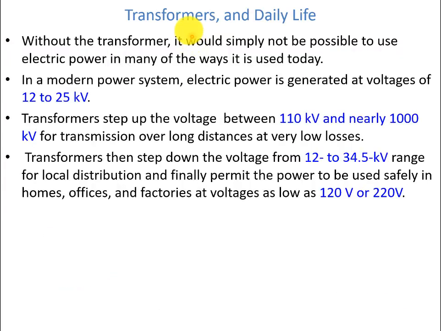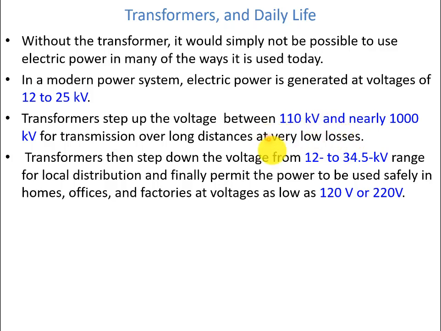Transformers and daily life. Without the transformer, it would simply not be possible to use electric power in many of the ways it is used today. In a modern power system, electric power is generated at voltages of 12 to 25 kilovolt, and transformers step up the voltage between 110 kV and nearly 1000 kV for transmission over long distances at very low losses.